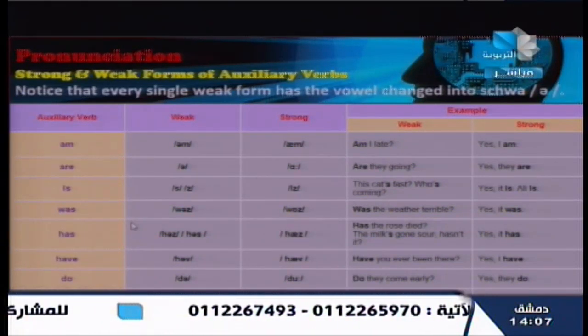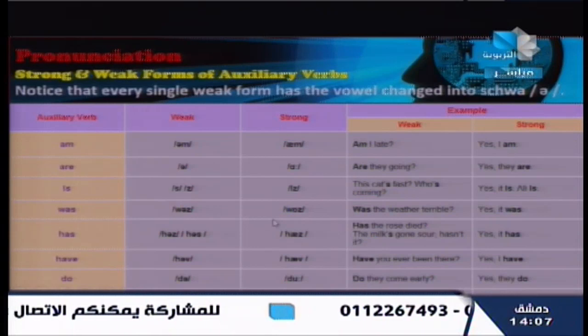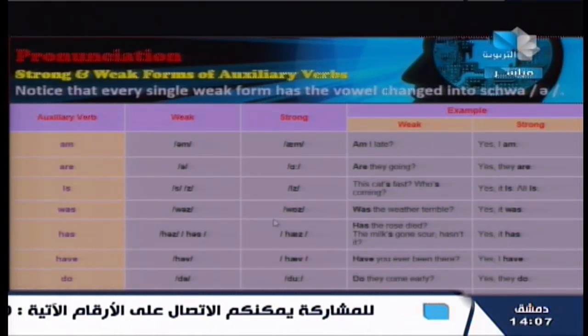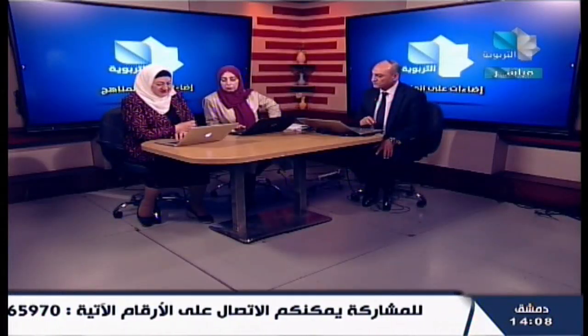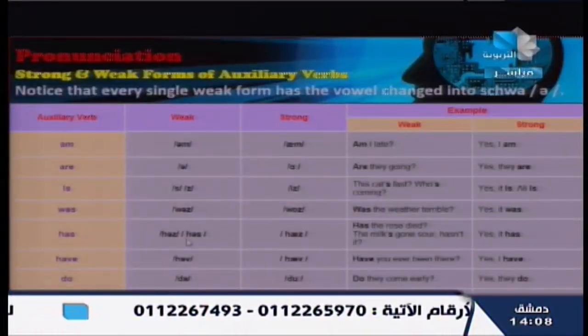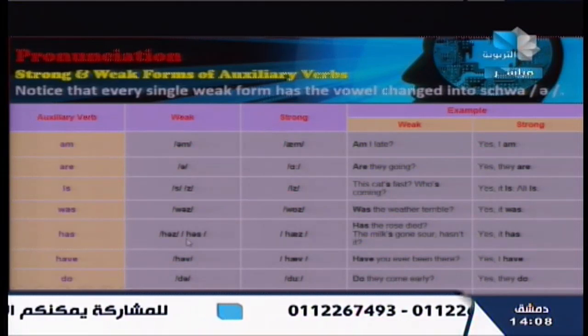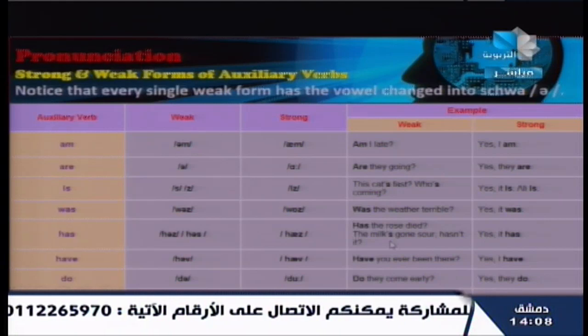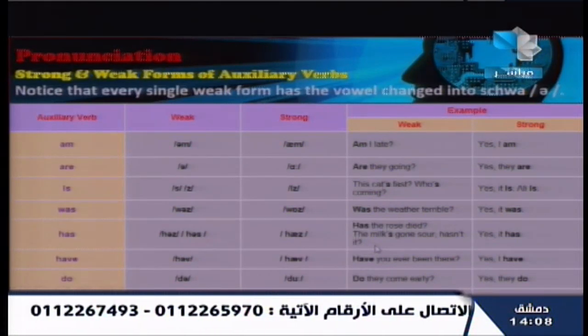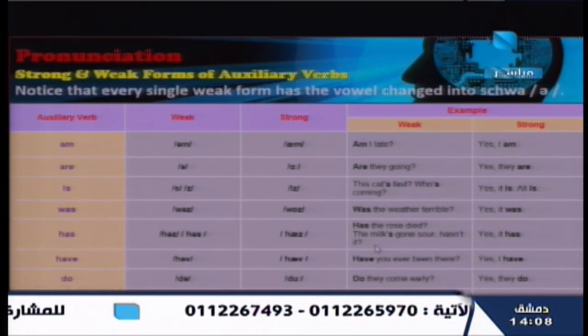Good. The helping verb was. It can be weak or strong. If it is weak, was, of course. If it is strong, was. Was the weather terrible? It is in the weak form here, because it is in a statement, in the context. The strong form: the answer should be yes, it was. Good. The verb has also can be strong or weak. In the strong form, has. Has the rose died? It should be has, weak form.